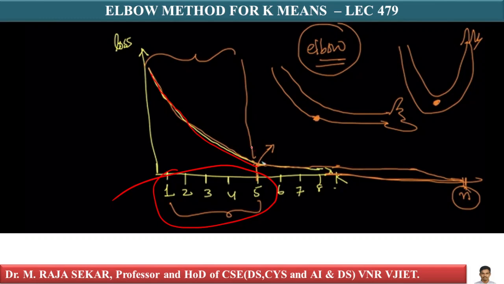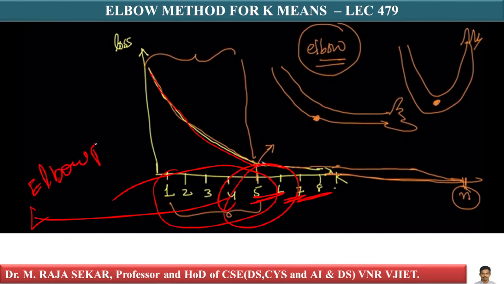This observation is very important. But after 5, as you go from 5 to 6, 6 to 7, 7 to 8, and so on, the reduction in loss is not significant. You can consider k equal to 5 as an elbow point.